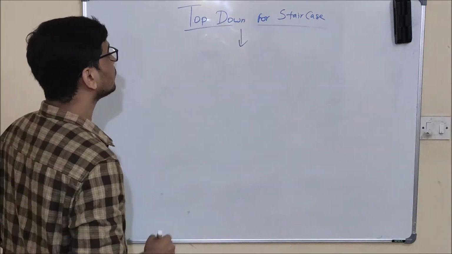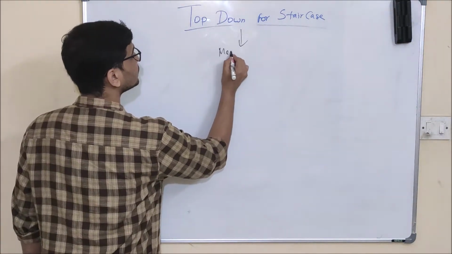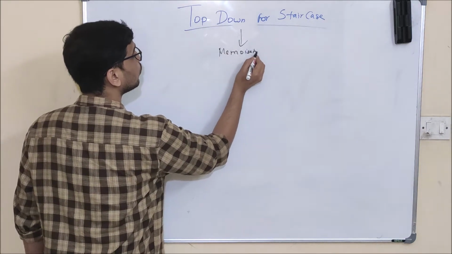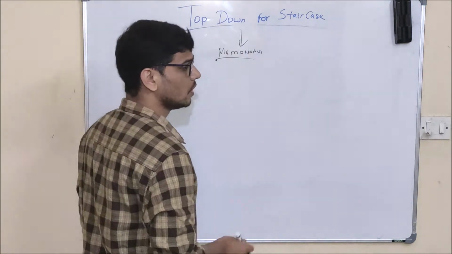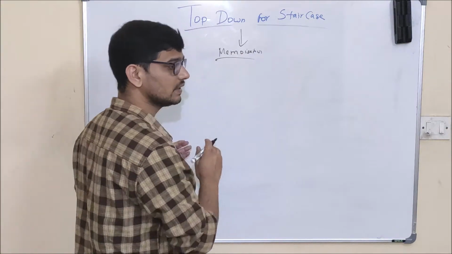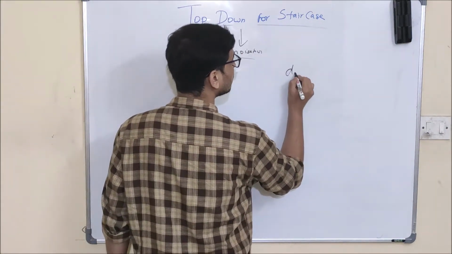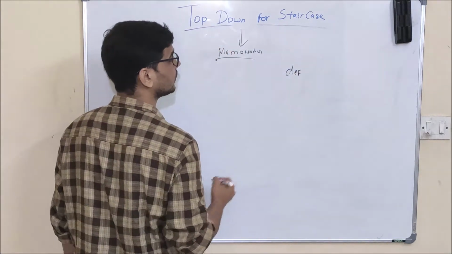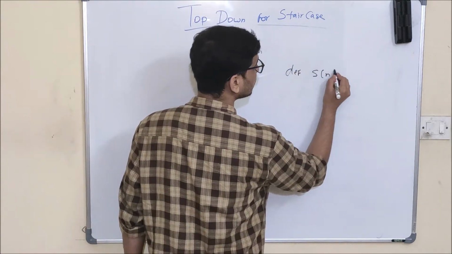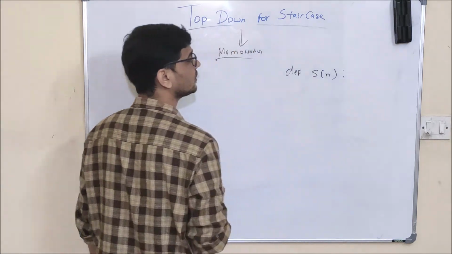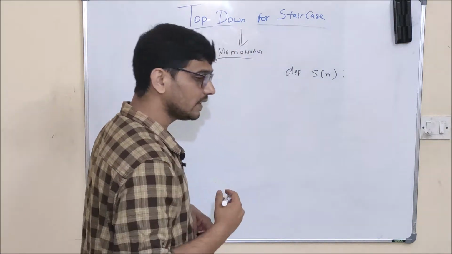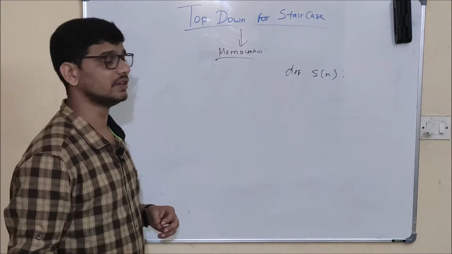One more thing, the top-down program is a memoization method, that is whenever we are calculating a value, we will store it in some place so that in future we can use it. Now let's write. Let's define the function first. Name it s, and it is taking one parameter, that is n, for how many steps there are in my stairs.